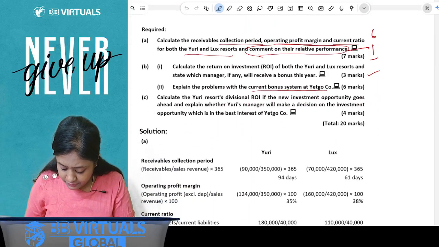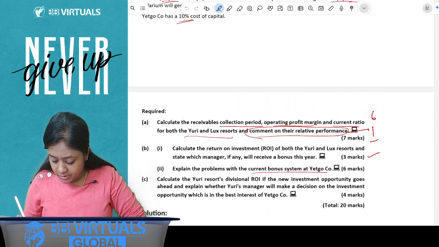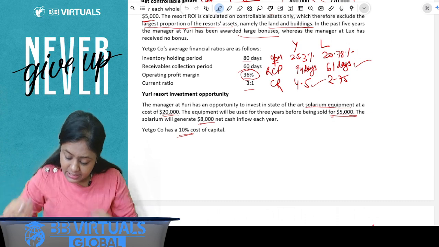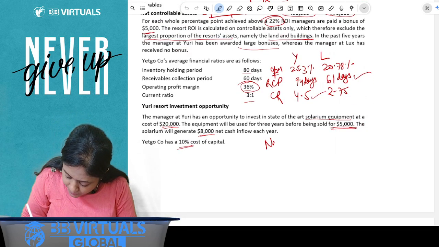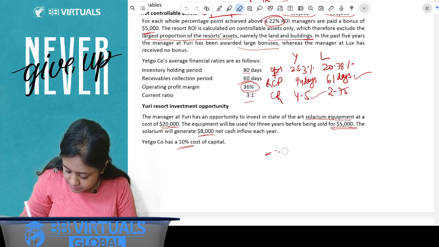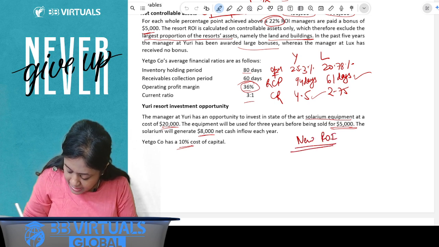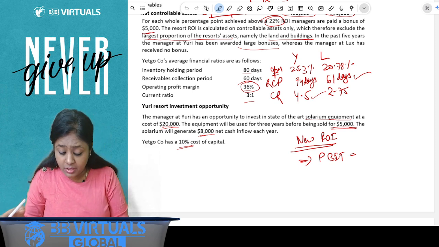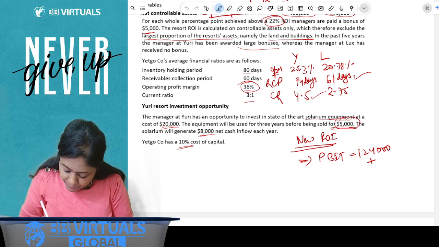Clear? Calculate the URI resort's divisional ROI if the new investment opportunity goes ahead, and whether URI's manager will make a decision on this or not. Let's see. So here, URI's existing PBIT is 1,24,000. Now, the revised will be what? So let's calculate the new ROI. For that, I would need the revised PBIT, including the new investments. So existing was 1,24,000. With this, I will add the inflow of 5,000.